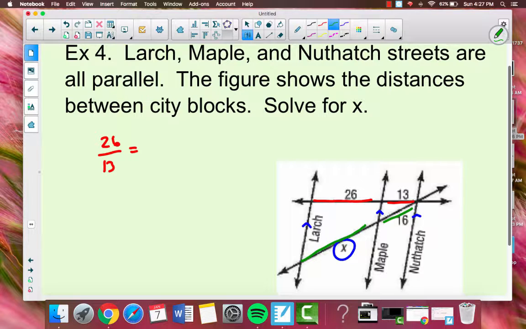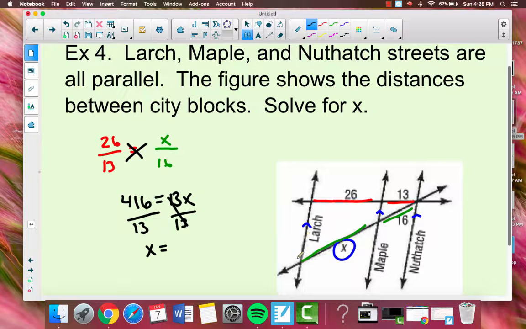over 16. And notice I started with the corresponding parts. So I started with 26, so I'm going to start with the x. So x over 16. And now this is a nice proportion that we can go ahead and solve by cross multiplying. So 26 times 16, that's going to get you 416 equals 13x. And then, of course, we divide both sides by 13. And we get that the distance between Maple and Lark on this side street is going to be 32.